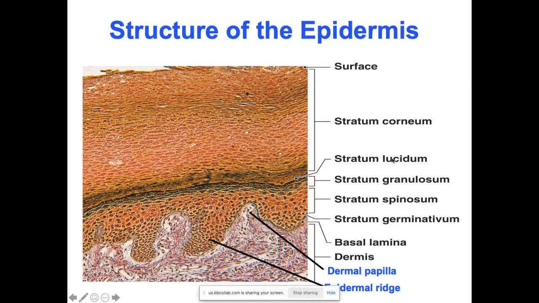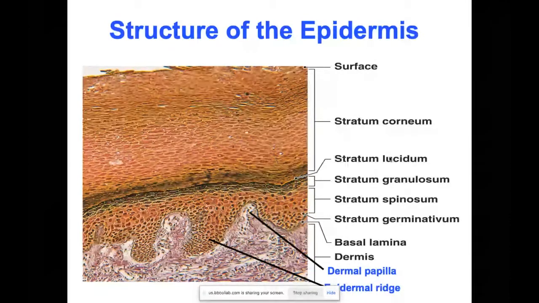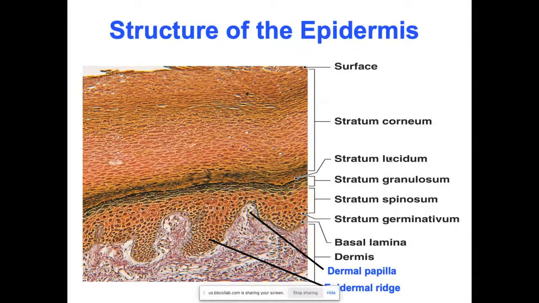Stratum lucidum means lucid. The stratum lucidum is only found in parts of the body where we have thicker skin. Palms of the hand, soles of the feet. If you're walking barefoot, you need an extra layer. If you're crawling or you fall on your hands, you need an extra layer of protection. So the stratum lucidum is only found in the palms of the hand and the soles of the feet.